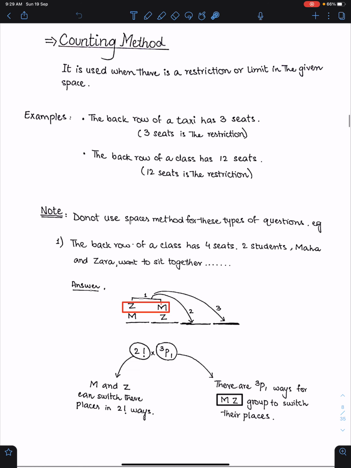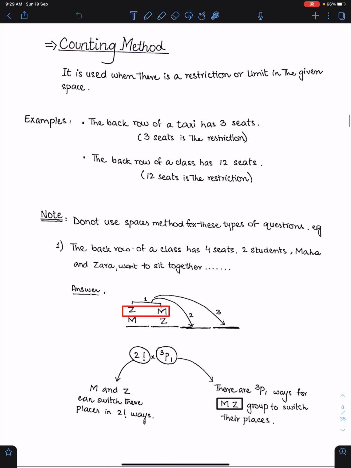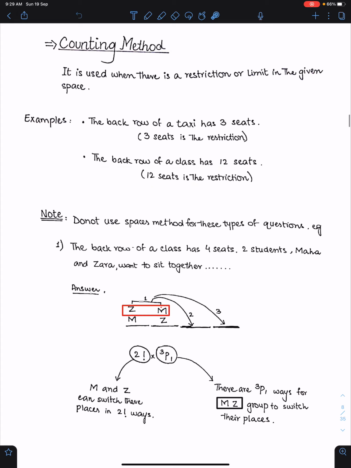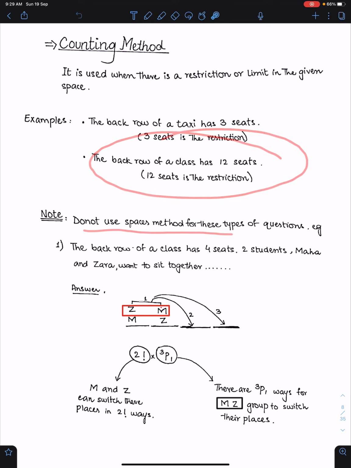Counting method. It is used when there is a restriction or limit in the given space. For example, the back row of a taxi has 3 seats. This 3 seats is the restriction, so we cannot use the spaces method here. We have to use this counting method. The back row of a class has 12 seats. 12 seats is the restriction. Now, let's understand this method through this example. Don't use the spaces method for these types of questions.